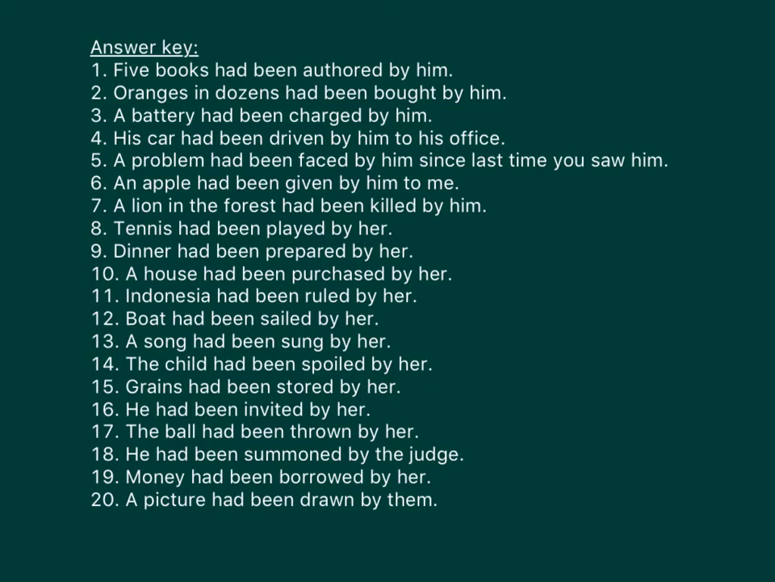Here are the answers. Number 1. 5 books had been authored by him. Number 2. Oranges in dozens had been bought by him. Number 3. A battery had been charged by him. Number 4. His car had been driven by him to his office. Number 5. A problem had been faced by him since last time you saw him.